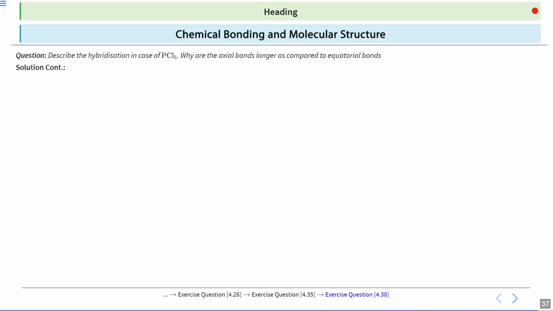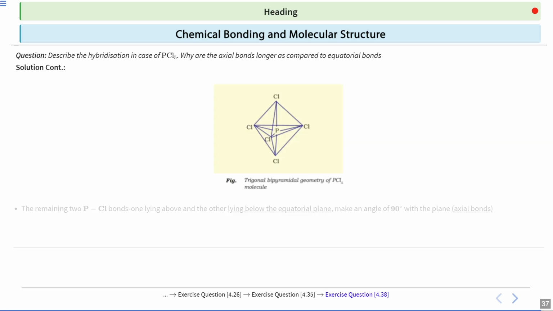What is the bond length comparison of both of the bonds, axial and equatorial? For PCl5, the axial bonds are having a greater length as compared to the equatorial bonds. Now what are the equatorial bonds? These are the bonds formed on the equatorial plane, which is a triangle. So 3 equatorial chlorines are there. Therefore, these 3 chlorine atoms will make a shorter bond as compared to the 2 axial phosphorus-chlorine bonds.